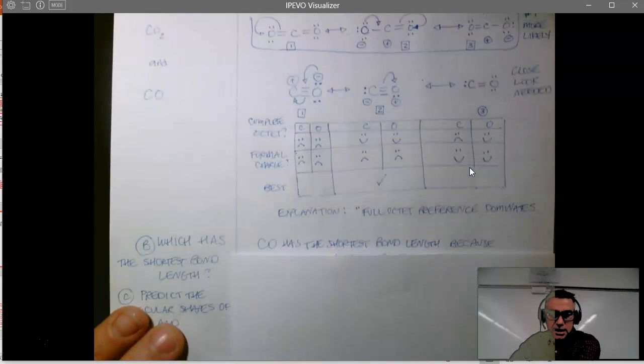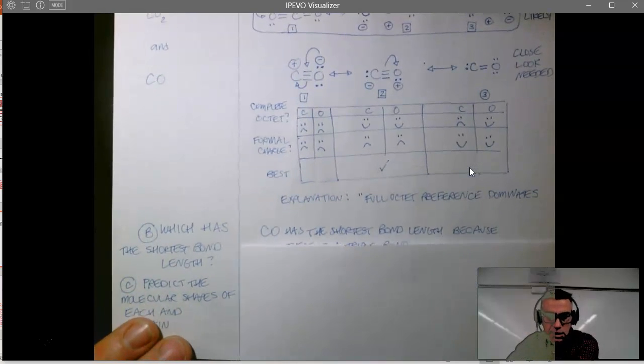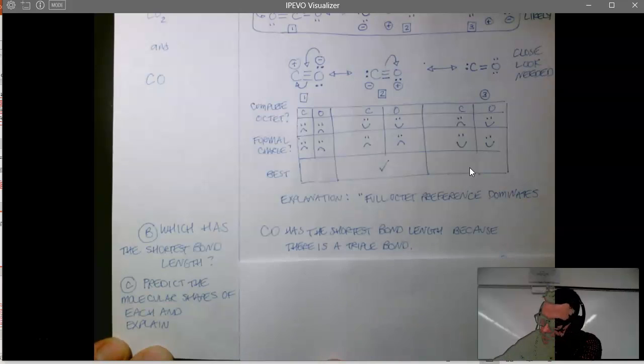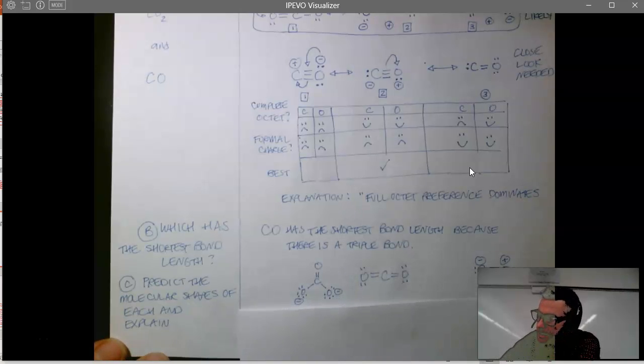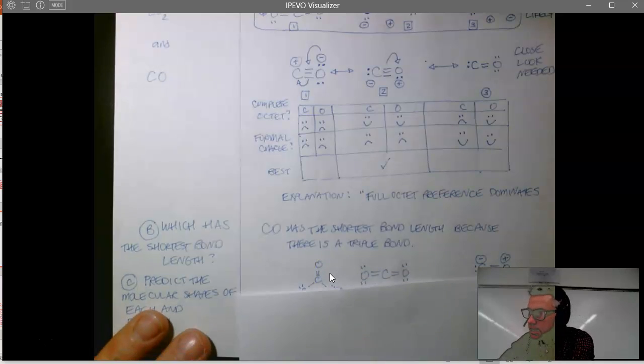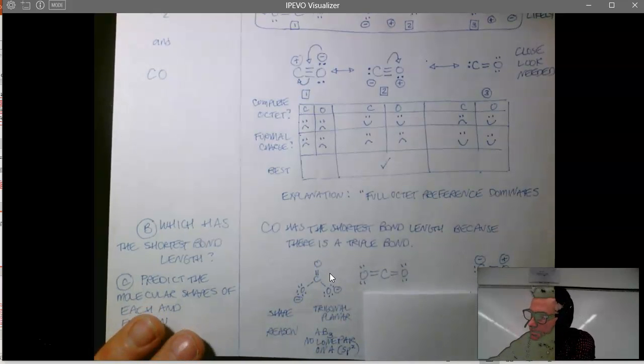Finally, parts B and C, which has the shortest bond length? Carbon monoxide, clearly, because it has the triple bond. And predict the molecular shapes. This is VSEPR. Let's predict the shapes. Well, the first one, the carbonate dianion, is an AB3 system. You can see that right there, with no lone pair on the central atom, so that's going to be trigonal planar.